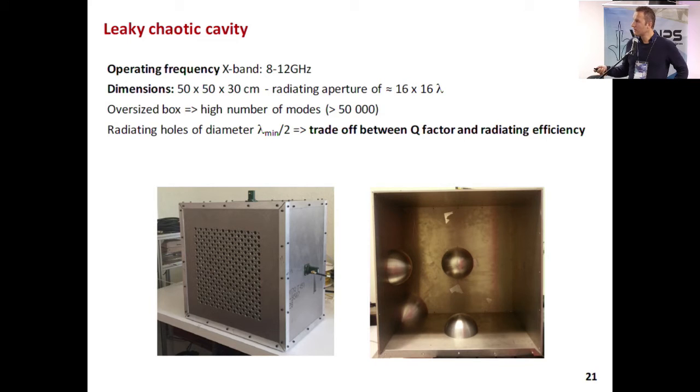And then a tricky point is how you choose the size of the holes. Ideally, you want them as small as possible because you want your cavity to be very selective in frequency. But if you drill them very small, then nothing will radiate. So it's a compromise between the radiation efficiency and the Q factor, the quality, through the size of the holes.